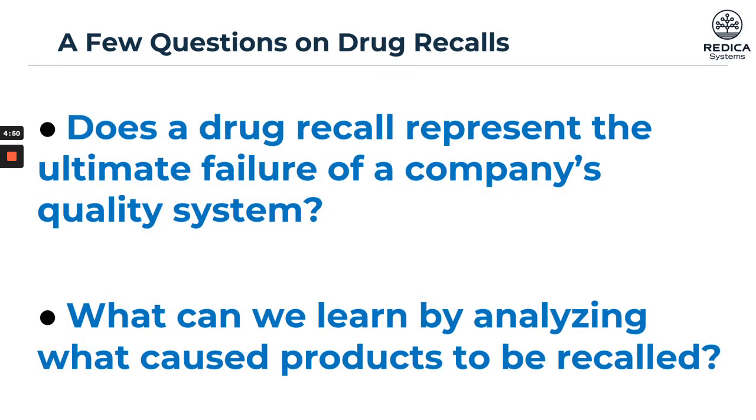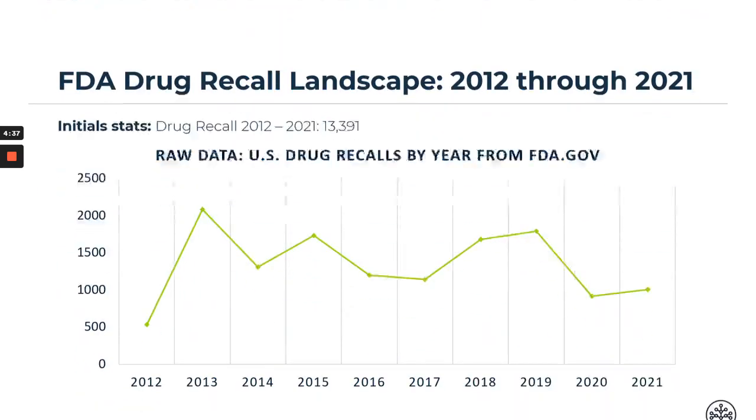To begin with, would you say a drug recall can represent the ultimate failure of a company's quality system, allowing defective products out of the plant and onto the market? And what can we learn by analyzing what caused products to be recalled?